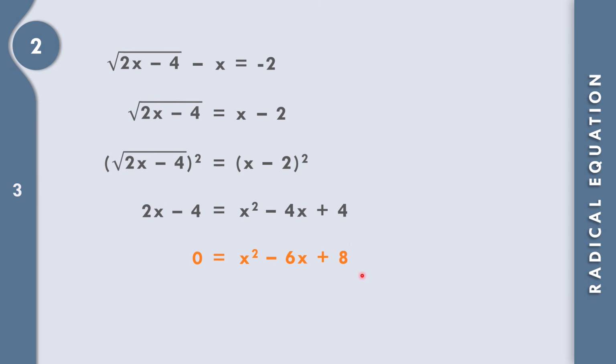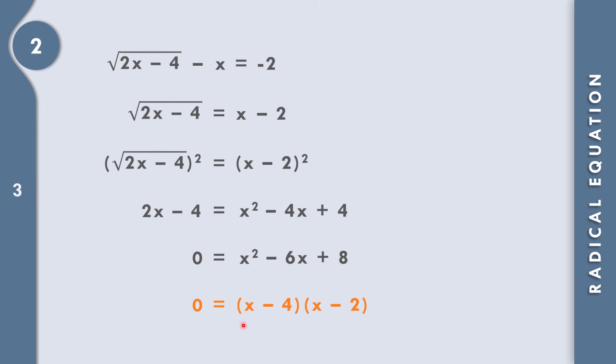Think of factors: if we multiply, we get positive 8, and if we add, we get negative 6. So that is negative 4 and negative 2. Let us check. Negative 4 times negative 2 is positive 8. If we add negative 4 and negative 2, the answer is negative 6. So the factors of x squared minus 6x plus 8 are x minus 4 times x minus 2.